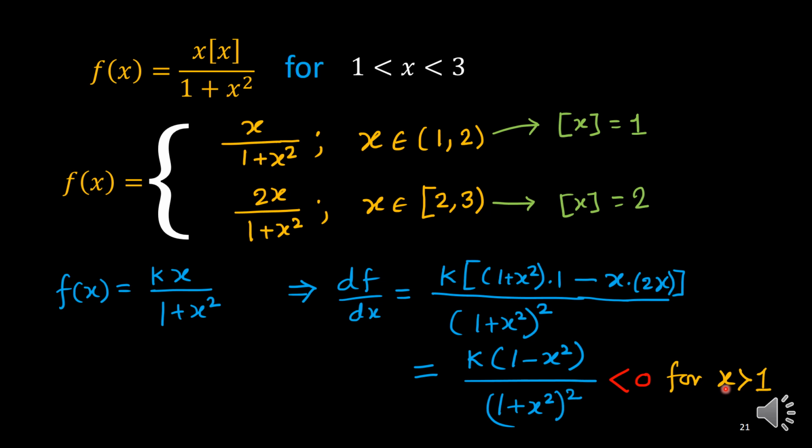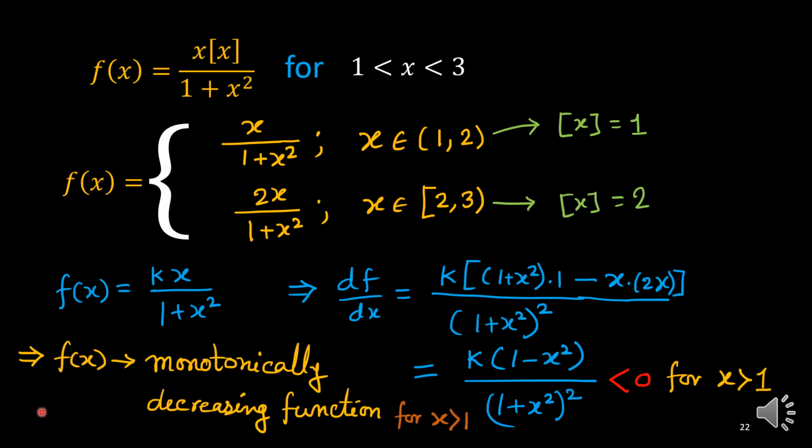So I can understand that when x is more than 1, the function f of x is decreasing, and it is decreasing monotonically. So we can say that this f of x of this form, k x upon 1 plus x squared, is a monotonically decreasing function for x more than 1. So here the interval given is 1 to 3. So in both cases it is a monotonically decreasing function. But you can see for this interval it is x upon 1 plus x squared. For this interval 2 to 3 it is 2x upon 1 plus x squared.